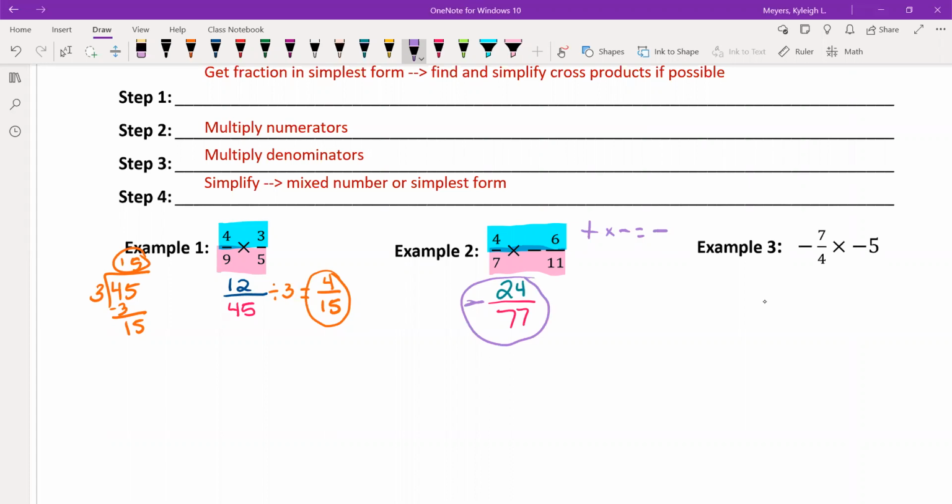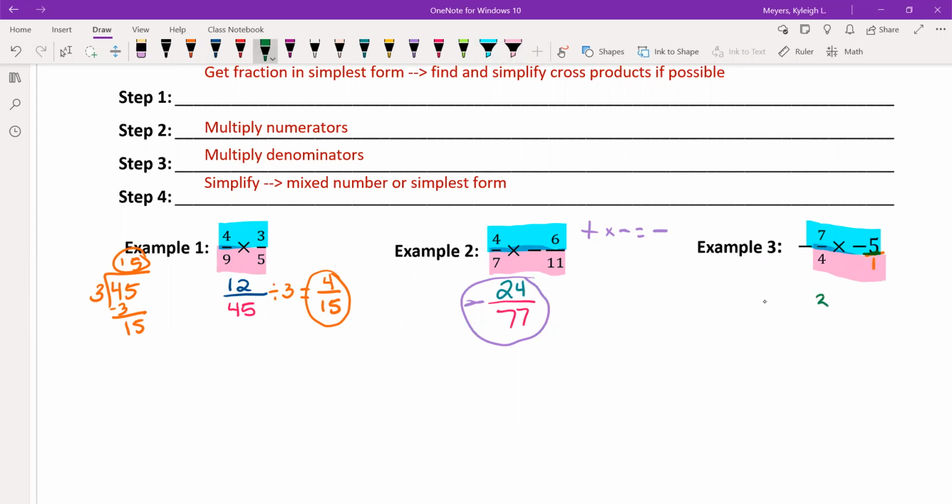So look at example 3. There's something a little weird about it, right? So 5 is a whole number. So you have to put it over 1. Whole numbers as fractions are really whatever it is over 1. So now we can do the same process. We can multiply our numerators times our denominators, and then watch your sign at the end, right?